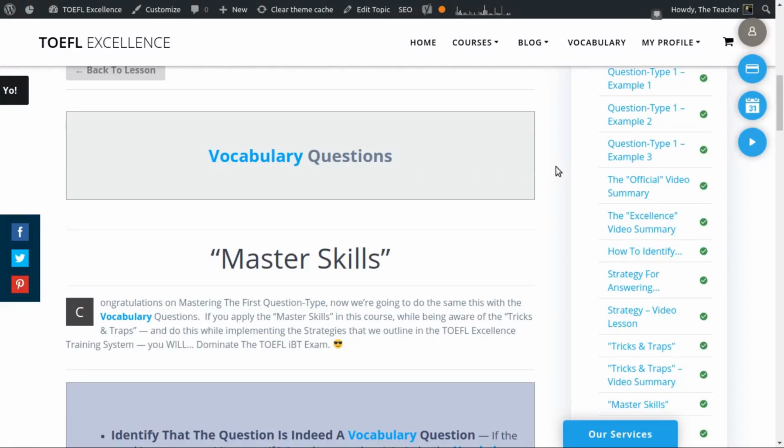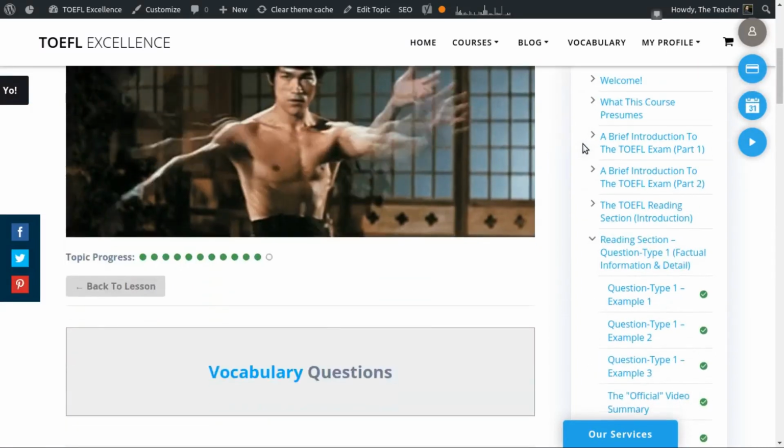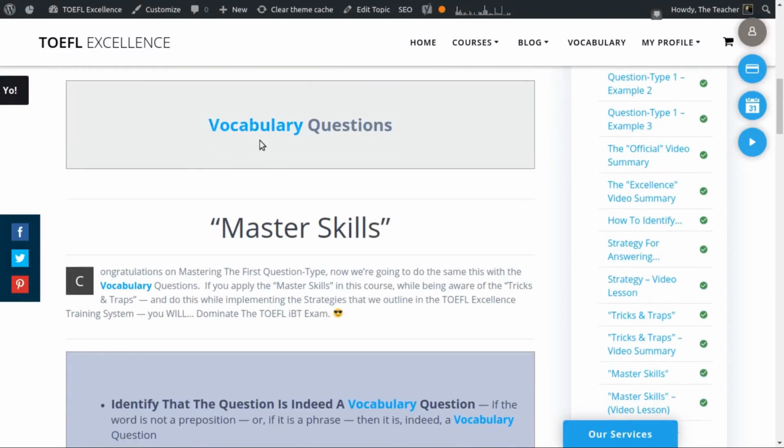By reading them and listening to them, and hopefully you're taking notes as well, that will make sure that you really synthesize these skills. You're not just learning them, but you're making them your own. So just as a quick review of the master skills for the vocabulary section.